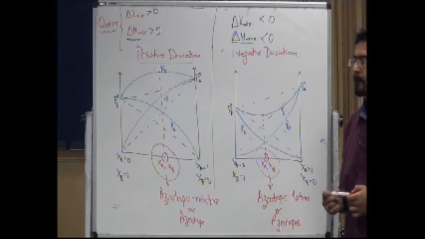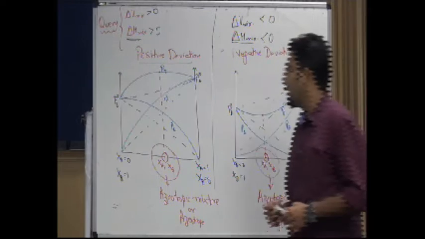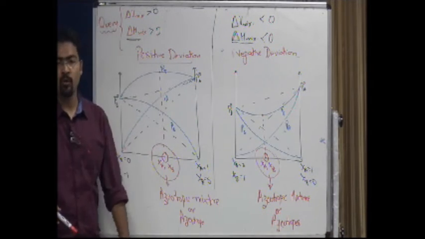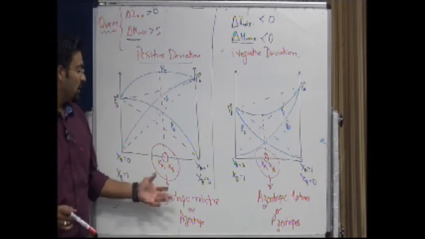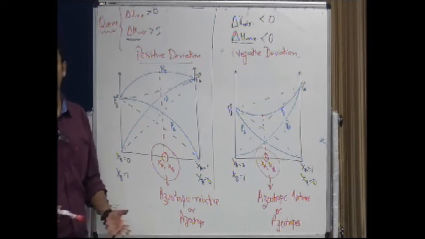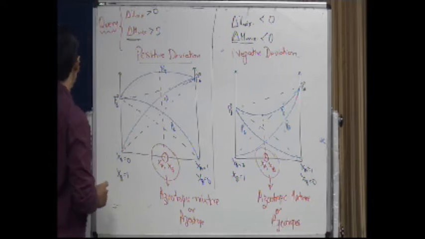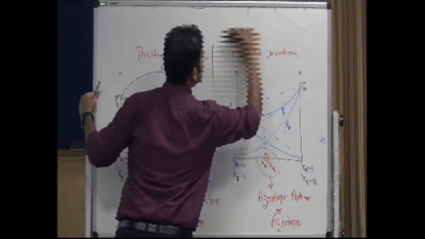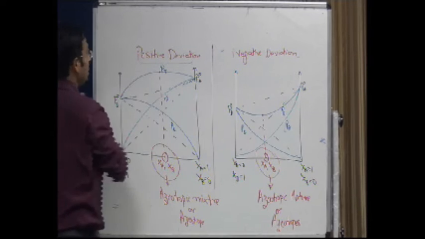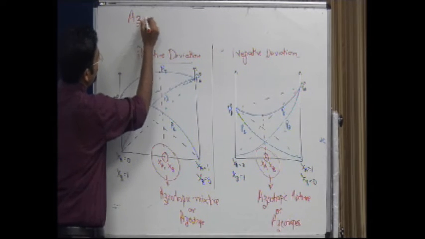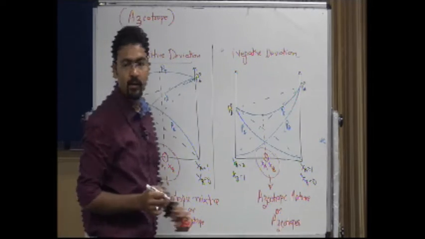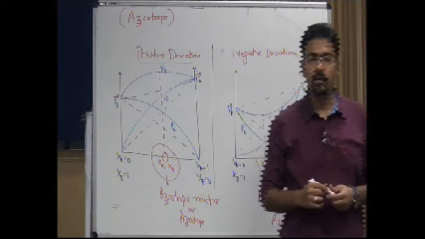Got it? Right. Now the important aspect is not that this is the azeotropic composition and this is the azeotropic mixture. The important point is, what is an azeotrope? This is something which we need to understand. What is an azeotrope? Anyone? Any idea?